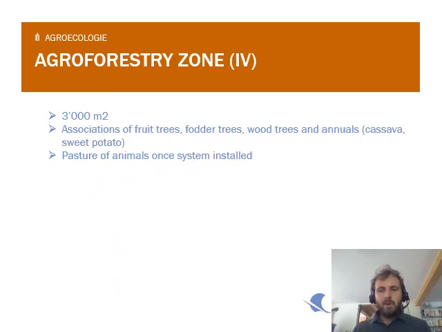And finally, we have the agroforestry zone of 3,000 square meters to produce fruit. In this part, we will associate fruit trees with fodder trees, wood trees, and with annuals. And we can also use this zone for pasture once the crops are well installed.